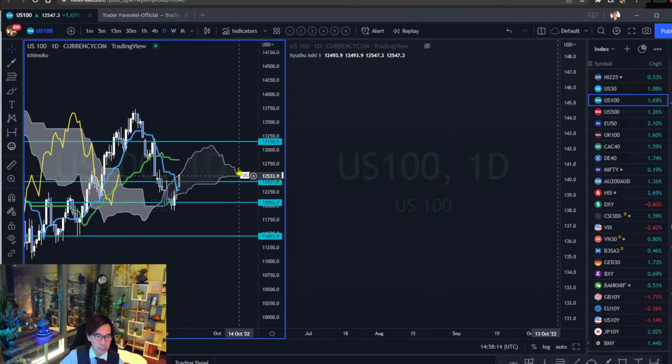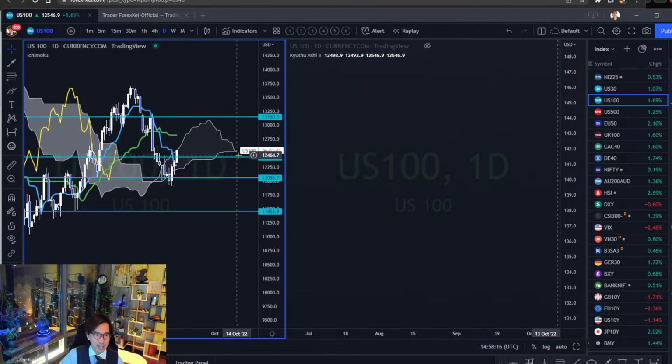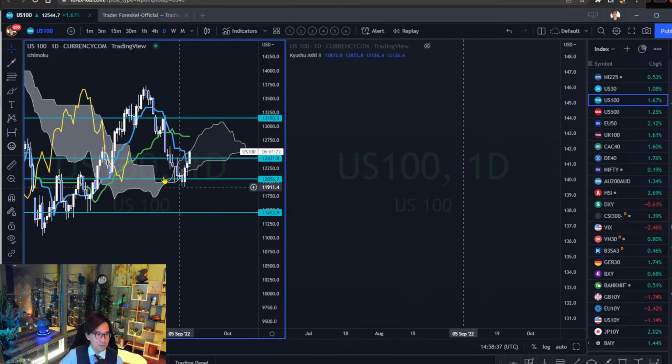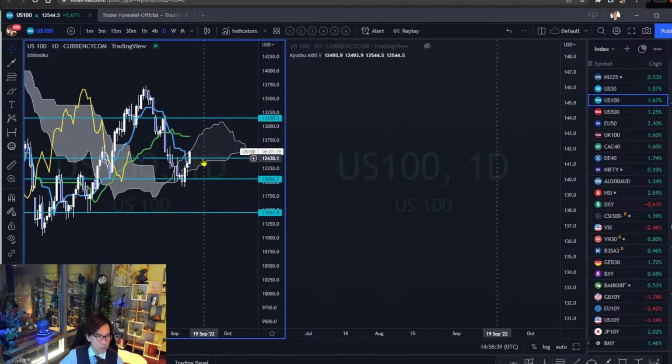Ichimoku shows it's flat. Kumo completely flat right now, and Kijun Sen flat. Chikou span is retracing back as price retraces back. The price is into Kumo now, so this is range. In the short term, for the last 3 days, it has been bullish. But as far as the daily time frame, it's range. So it can go towards any directions.